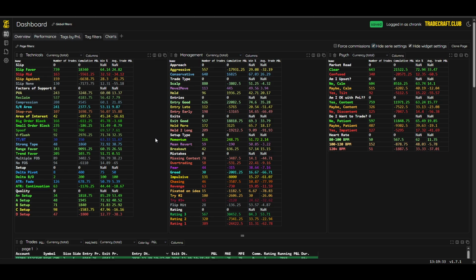The technical tag here. And we have, what else do I have that's technical? Impulsive flip hit, mistake, didn't see a pattern. The double RR, I kind of stopped using that.